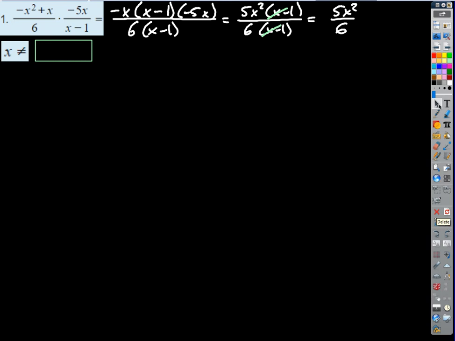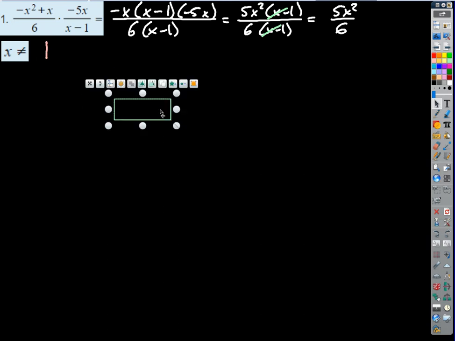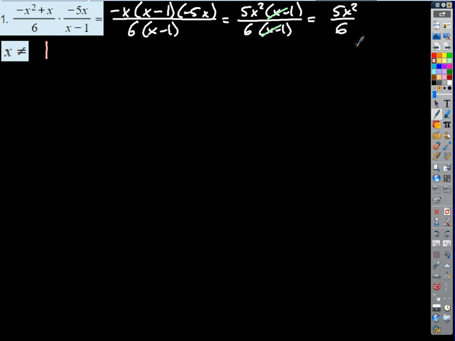But are there any values of x that need to be excluded? 1. Before I do my canceling, we have to be careful, because after I do my canceling, I don't see that x minus 1 on the bottom, but of course, there is a factor on the bottom before it gets canceled of x minus 1, so I have to exclude 1 from my answer.